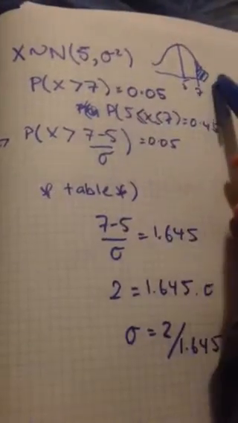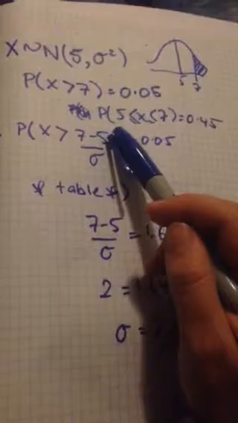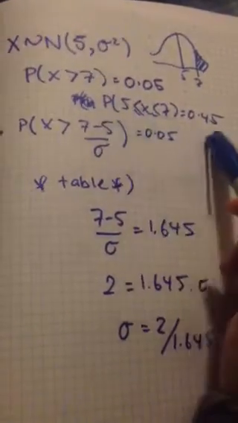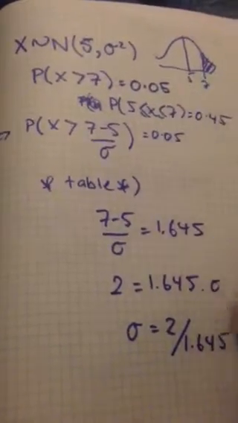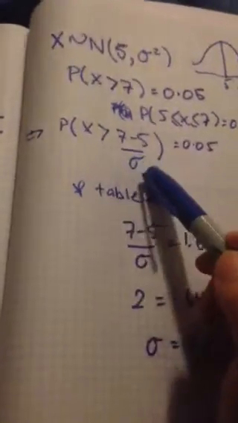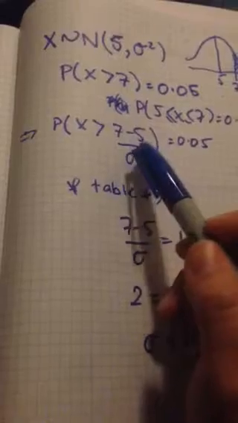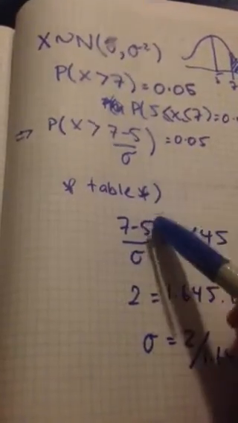Now, because it's in the upper tail here, we can say that this is really the same thing as saying the probability that x is between its mean, 5, and 7, the given number here, is equal to 0.45, because everything to the right of 5 there is equal to 0.5. So here I'm substituting in my z-score, so 7 minus 5, x minus mu, all on sigma, is equal to 0.05. Go look it up in the table.